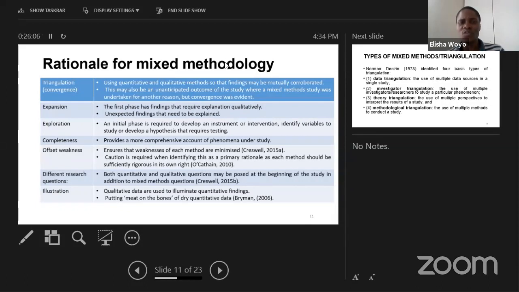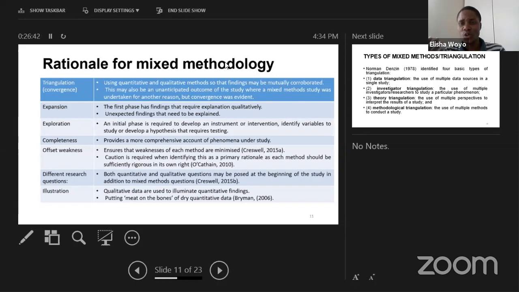Then the other rationale is for you to explore. An initial phase is required, especially when you are developing an instrument. It's also something that I had to do: when you are developing an instrument, you have to do some exploration and identify some variables of the study. Then perhaps you develop some hypotheses that then require testing. Then the other one is the issue of completeness. Then the other one is the issue of offsetting weakness. We have explained that before.